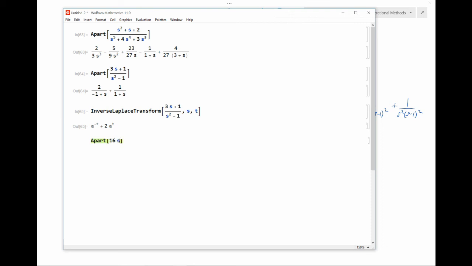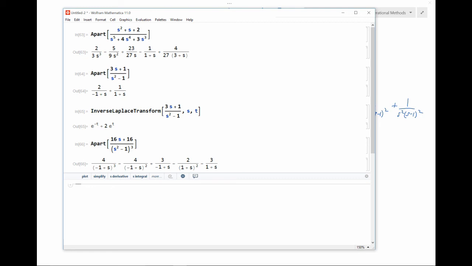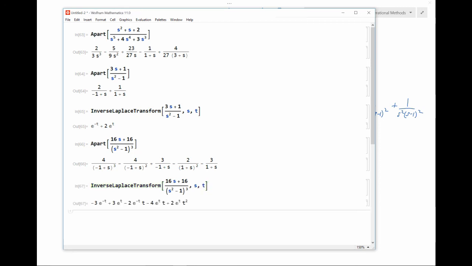We had 16s plus 16 divided by s squared minus 1, and the whole thing was cubed. And we had only 5 fractions out of 6 because one of them had coefficient 0. And if we do the inverse Laplace transform of this fraction, then we get exactly the terms we expect to get.